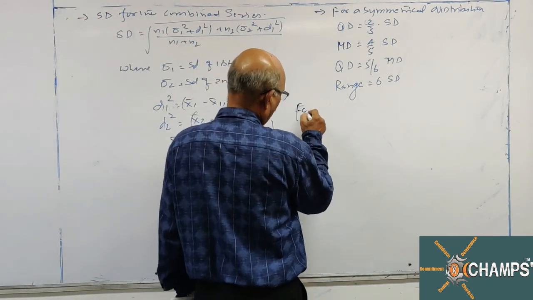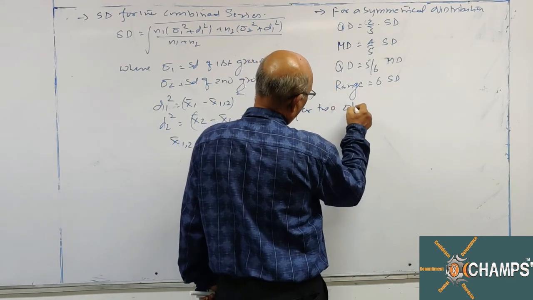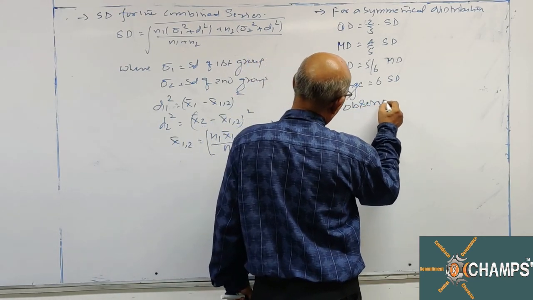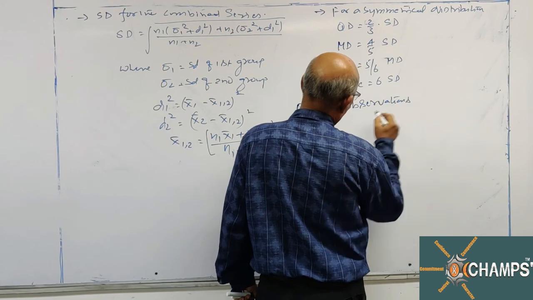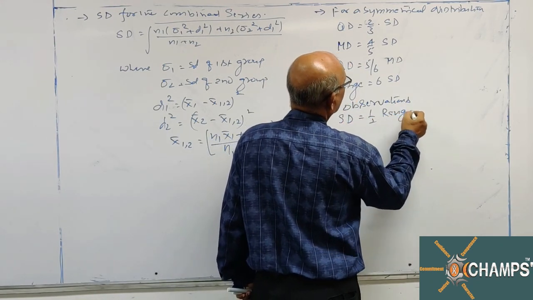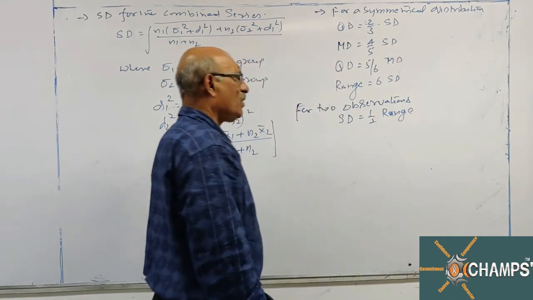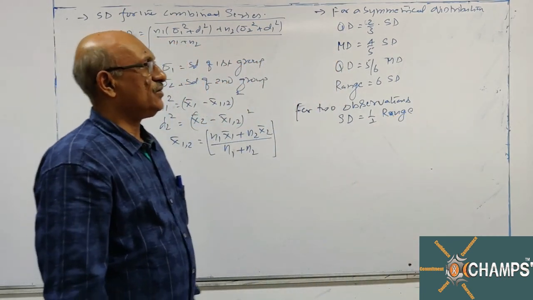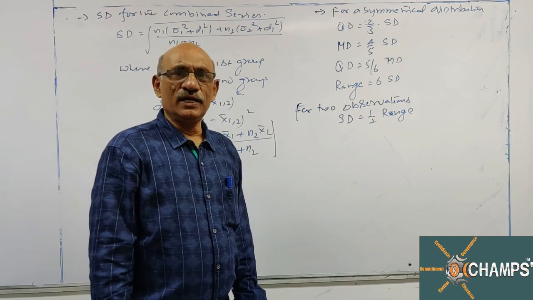For two observations, standard deviation is equal to 1 by 2 into range.